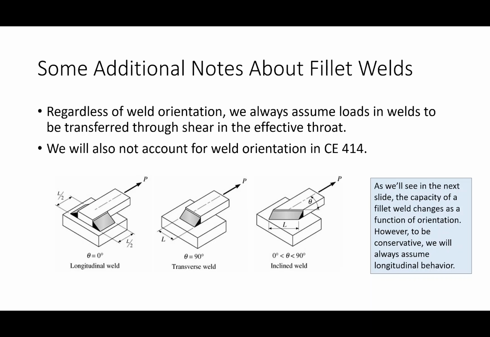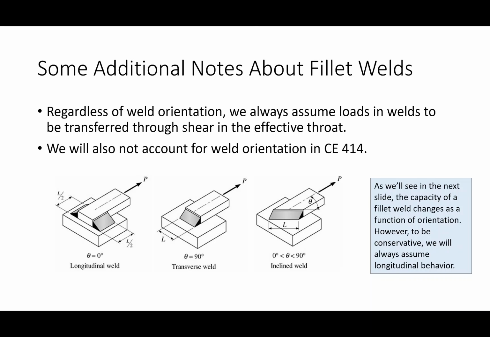So a transverse weld would be where that angle is 90 degrees, and it's almost like we're yanking on the weld in tension, okay? And so an oblique or inclined weld would be somewhere in between. Now, let me say this. Do we ever see very many inclined welds in practice?